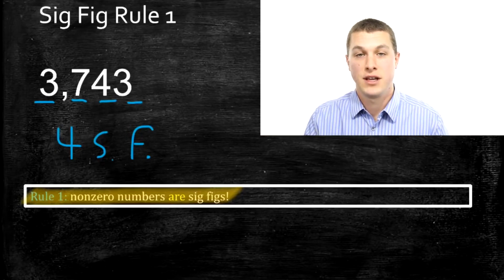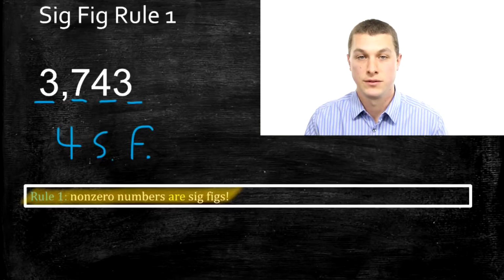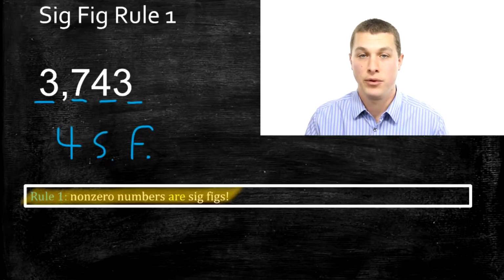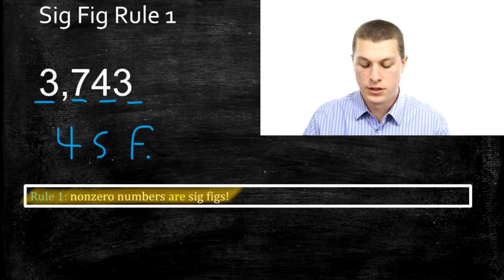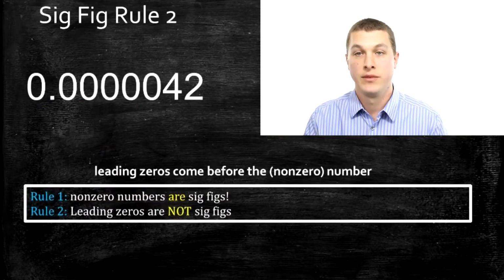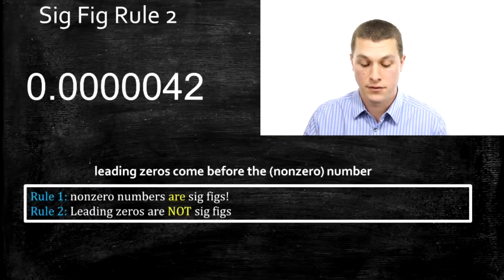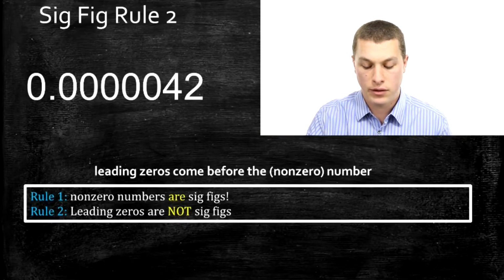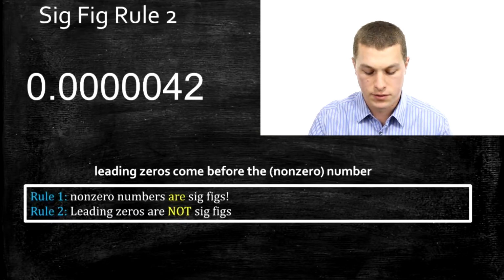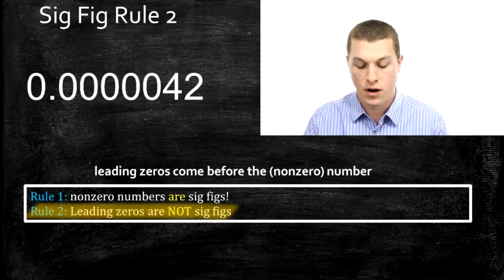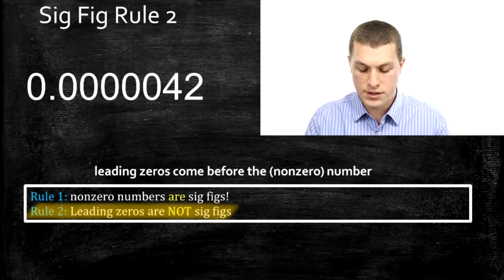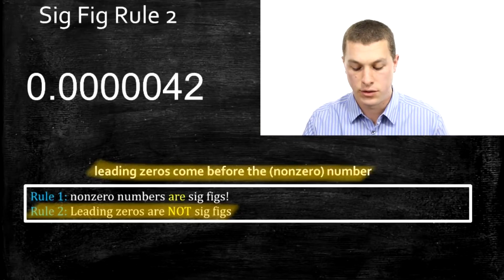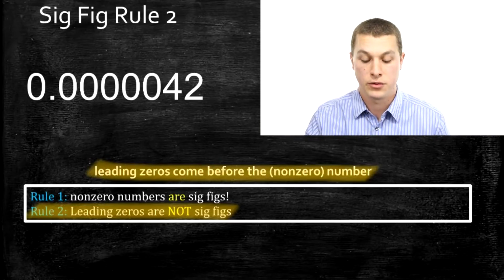So as you can imagine, the next few rules cover zeros. And we're going to categorize zeros in a couple different ways and talk about which ones are significant and which ones aren't. So the first type of zero we're going to talk about is a leading zero. It comes at the beginning of the number. And it turns out leading zeros are not sig figs. Rule 2 just says leading zeros are not sig figs. And what are leading zeros? They're just all the numbers that come before the non-zero numbers. They're at the start of your number is another way of saying that.